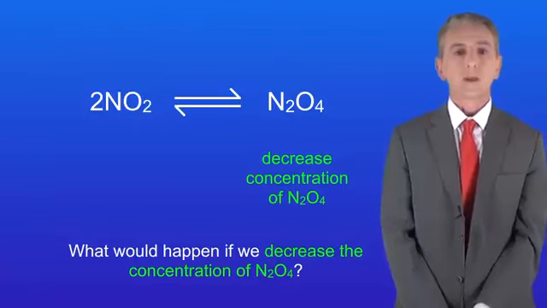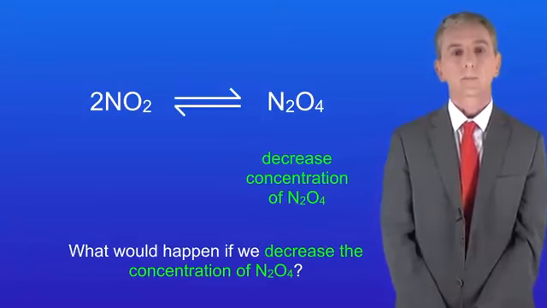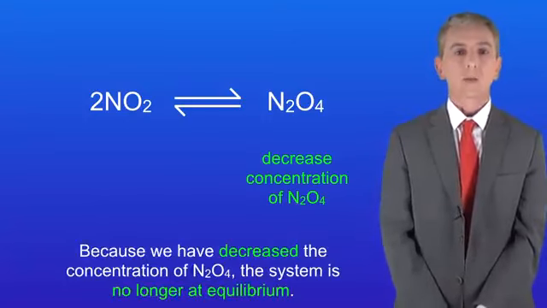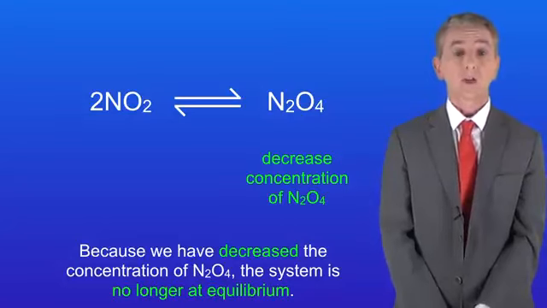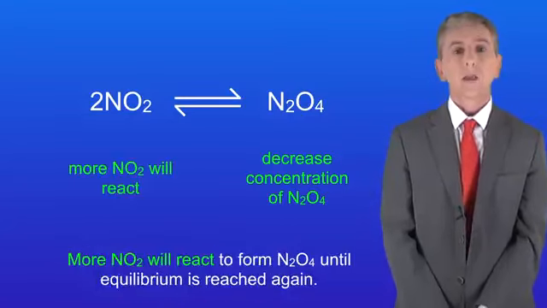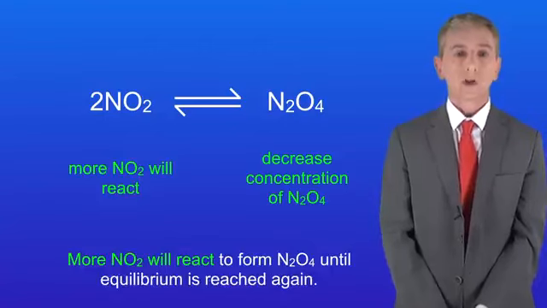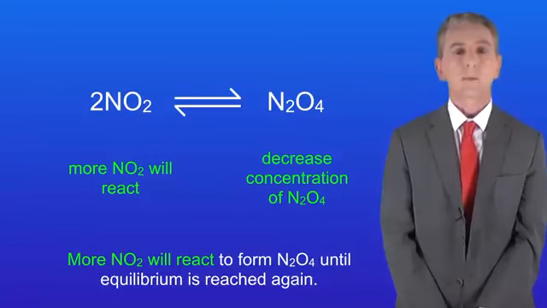Here's a question for you to try. What would happen if we decrease the concentration of N2O4? Pause the video and try this yourself. Okay, so in this case, because we've decreased the concentration of N2O4, the system is no longer at equilibrium. Therefore, more NO2 will react to form N2O4 until equilibrium is reached again.